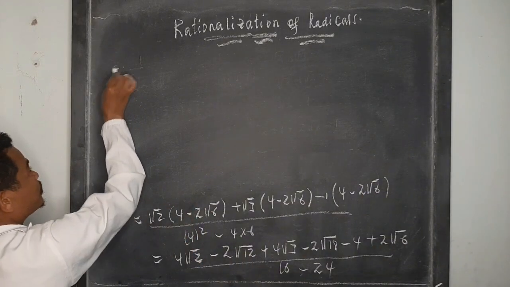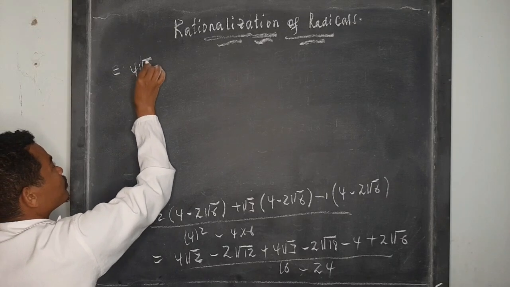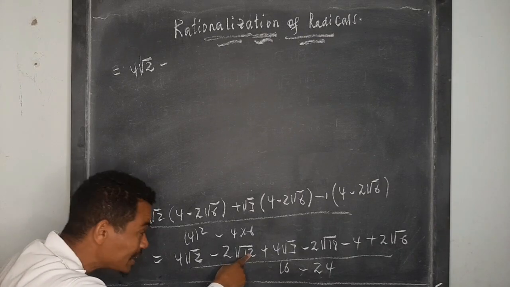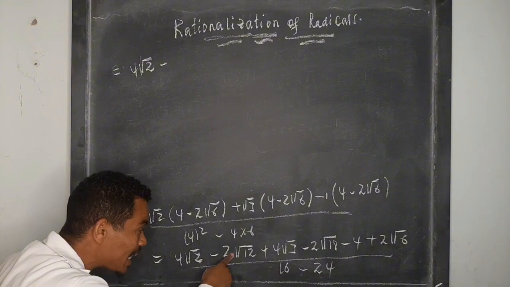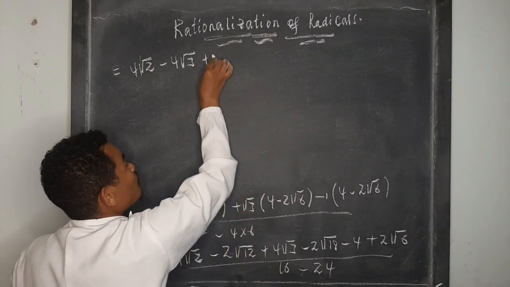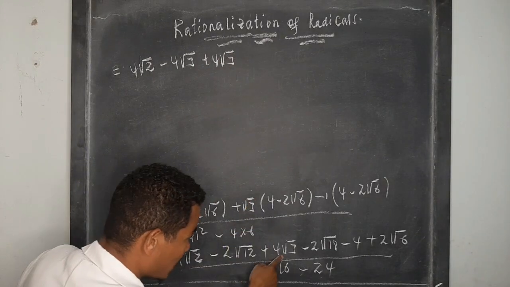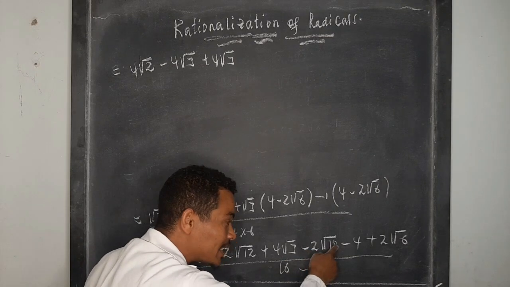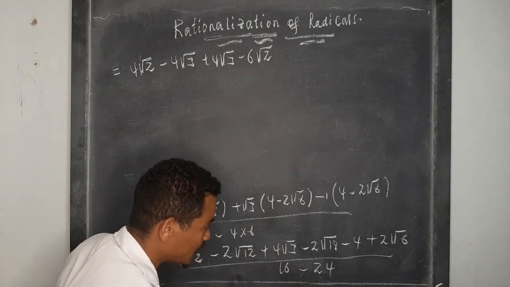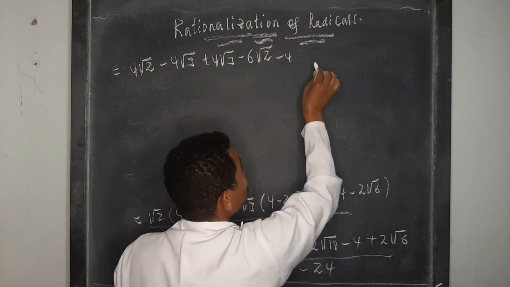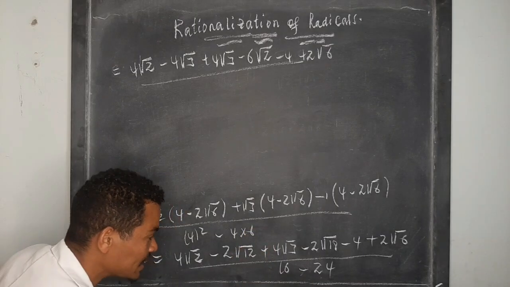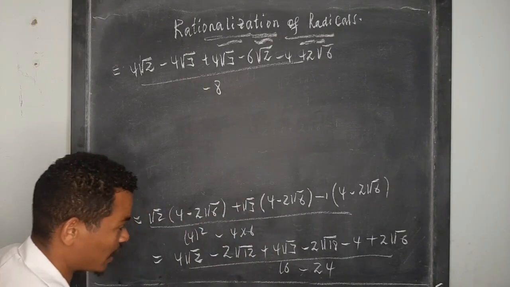So this is the same with 4 radical 2 minus 2 radical 12. 12 is 4 times 3, and 4 comes out of the radical as 2, and 2 times 2 is 4. So it will be 4 radical 3, plus 4 radical 3, right, plus 4 radical 3 minus radical 18. 18 is 9 times 2, 9 comes out of the radical as 3, and 3 times 2 is 6, so minus 6 radical 2, minus 4 plus 2 radical 6, over 16 minus 24, that is minus 8. OK, minus 8.